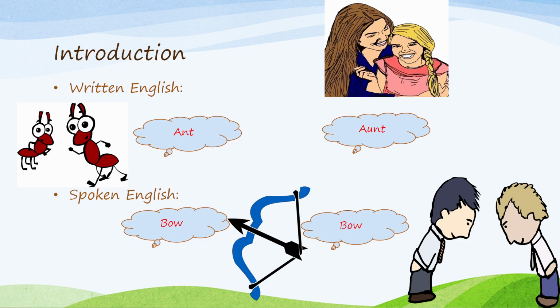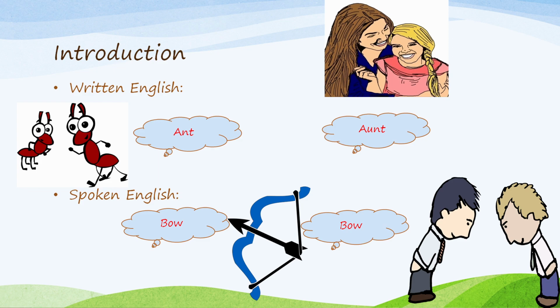In written English, it is important to know the correct spelling of a word you want to use. You cannot write "and" when you actually mean "aunt", even though they sound the same. But in spoken English, spelling is less important, but pronunciation is.